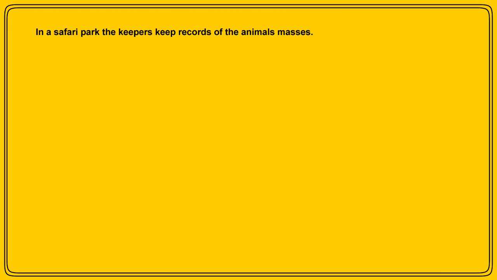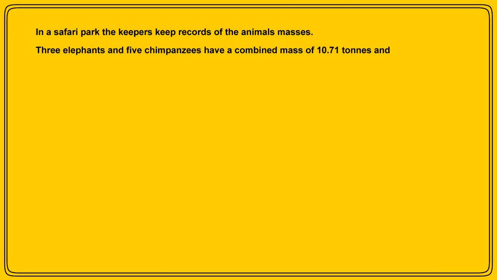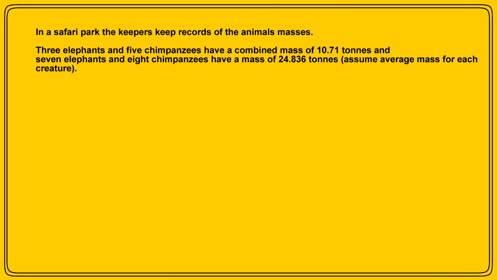In a safari park, keepers keep records of the animals' masses. 3 elephants and 5 chimps have a combined mass of 10.71 tonnes, and 7 elephants and 8 chimps have a mass of 24.836 tonnes, assuming an average mass for each creature. What are the average masses of the elephants and the chimpanzees?